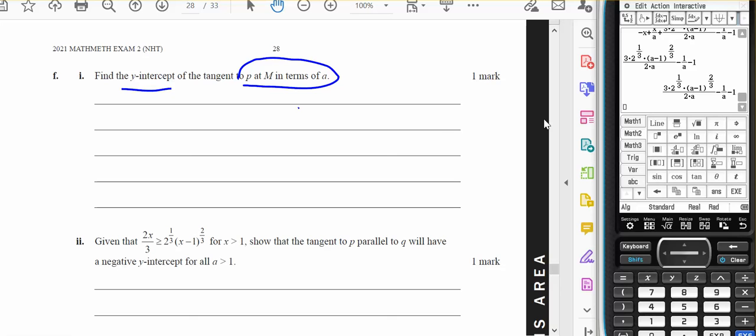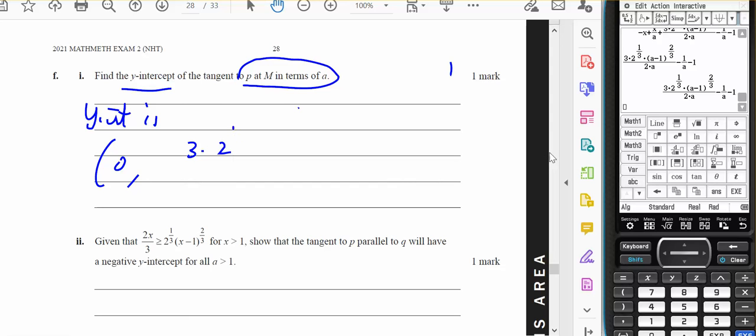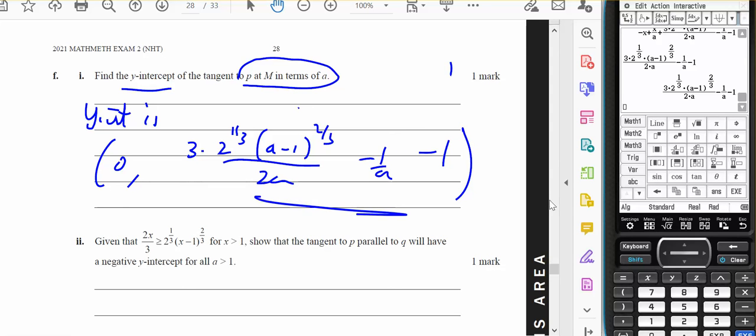And I'm just going to write it out. It's worth 1 mark. So the y-intercept is 0 and 3 times 2 to the 1/3 times A minus 1 to the 2/3 over 2A minus 1 on A minus 1. So that's going to be the y-intercept.